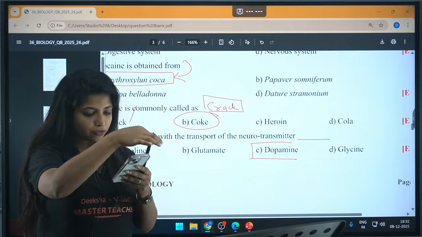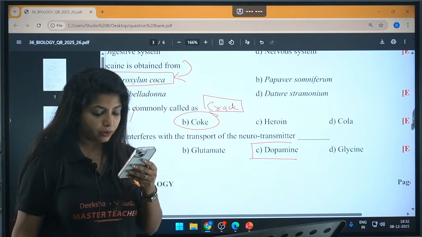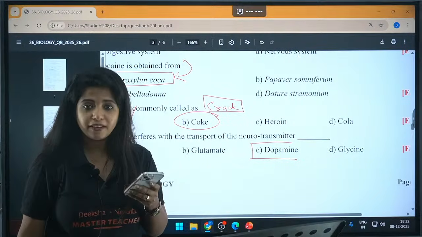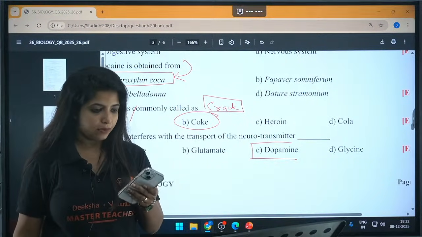Can you do separate 2 marker, 3 marker, one short video for all the chapters? Definitely doing that. Please do not worry.